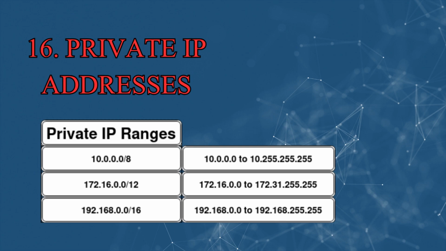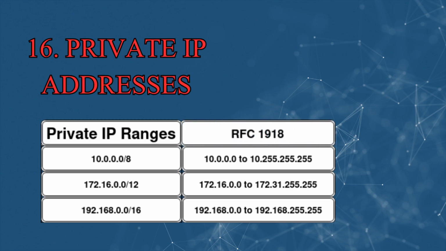Then the second one, 172.16.0.0/12, so addresses from 172.16.0.0 to 172.31.255.255. Then the third one, 192.168.0.0/16, so addresses from 192.168.0.0 to 192.168.255.255. And these addresses are defined in RFC 1918, one of the most well-known RFCs.